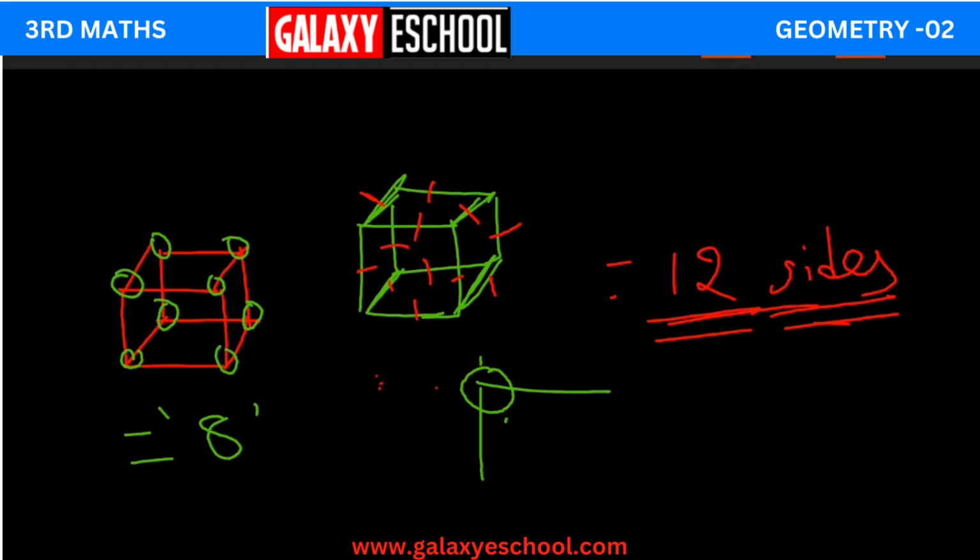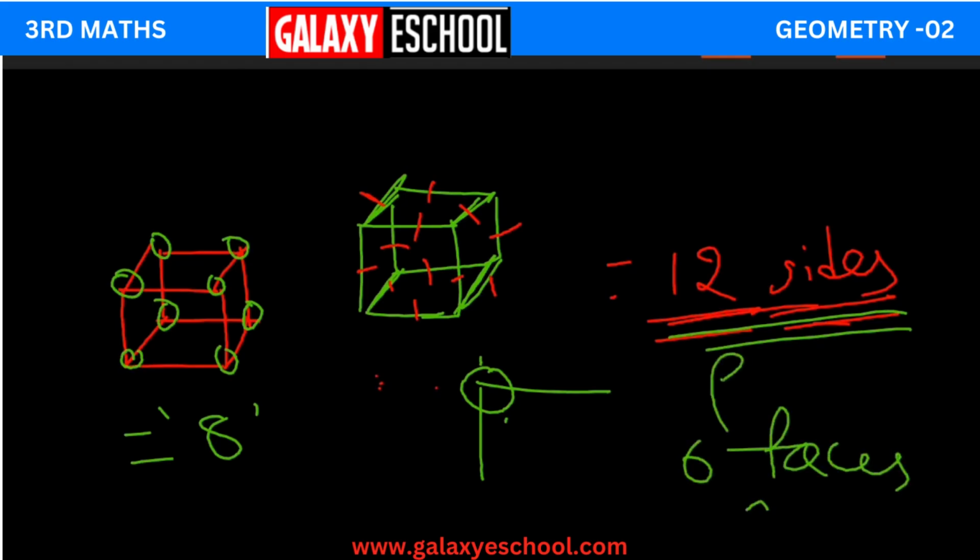It has 8 vertices, 12 sides, and how many faces, children? 6 faces. 6 flat faces. What can we conclude about a cube?